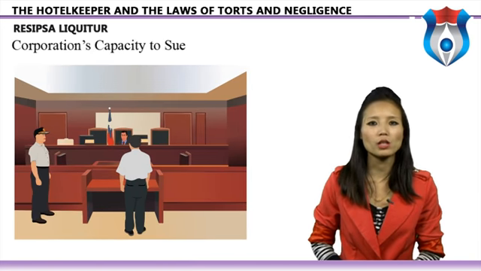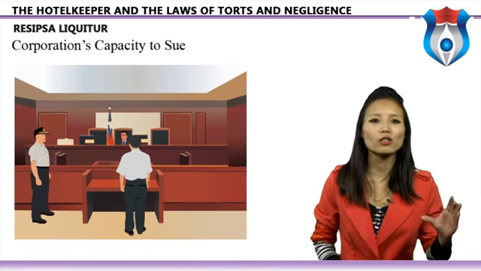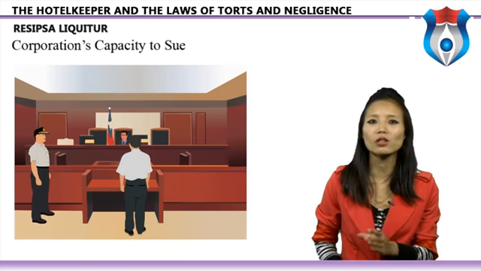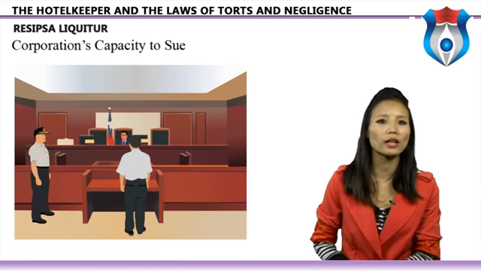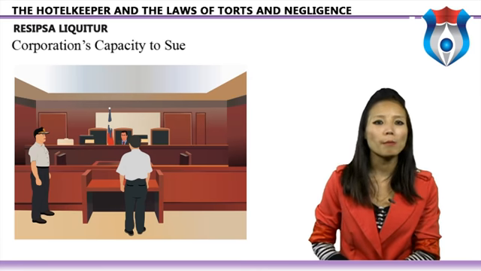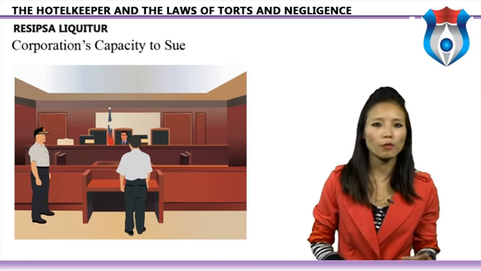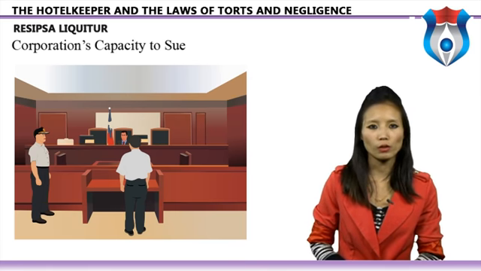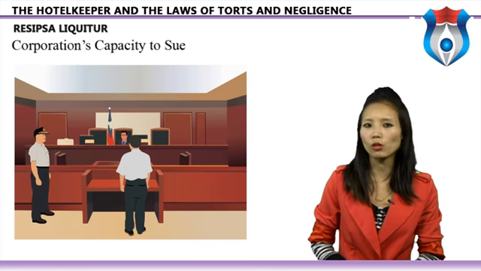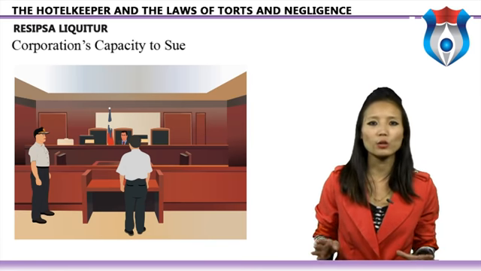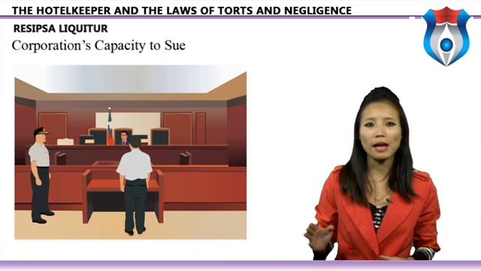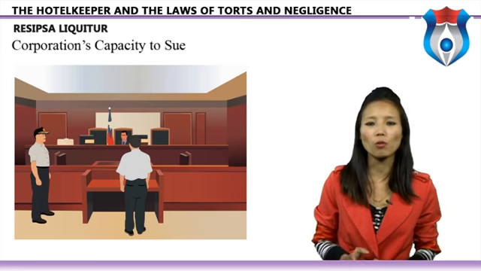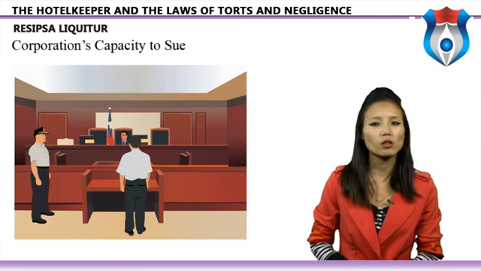Corporation's capacity to sue. A corporation can sue and can be sued just like an individual. A corporation can be sued for the wrongs committed by its employees during the course of employment or acting as agent for the corporation. But it is to be noted that the corporation can be sued only for the wrongs committed during the course of employment, and not for any duty which the employee performs as an individual at his home or a place other than his office, or simply not in his course of employment.